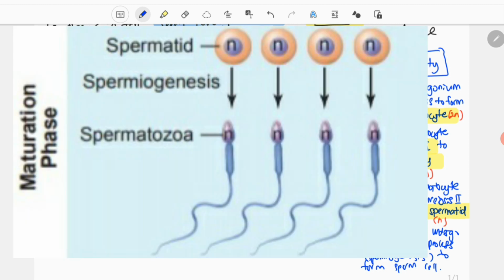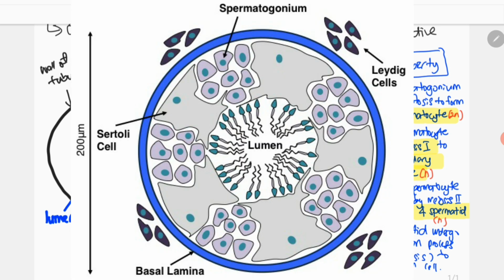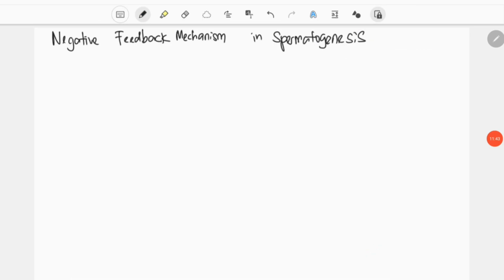So, tadi dalam bentuk spermatid, sel tu masih lagi dalam bentuk spherical. Okay? Tapi lepas dia undergo maturation, baru dia akan form bentuk sperm cell yang ada kepala, middle piece dan juga tail. So, itu beza spermatid dengan sperm cell. So, sperm cell akan finally being stored inside the lumen of the seminiferous tubule. Barulah lengkap spermatogenesis.